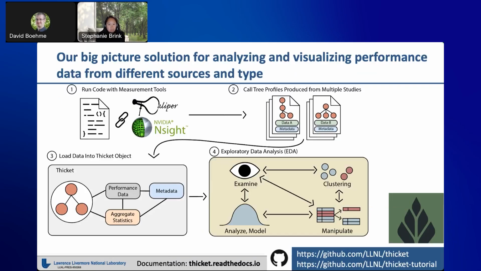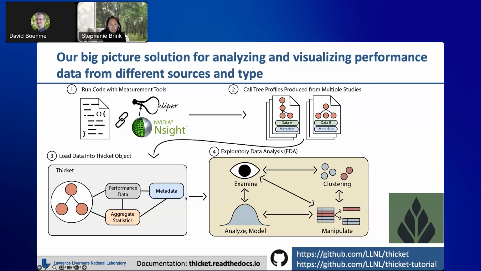So here is our big picture solution for analyzing and visualizing performance data from the different sources and different types. In step one, we're running our applications or our codes with different measurement tools. David went through Caliper in the earlier module. We also have tools like NVIDIA Insight, and AMD is standing up lots of similar tools. We have Tau and HPC Toolkit as other examples that we use for measurement collection. From running our applications with the measurement tools, we generate call tree profiles in step two. As you do multiple studies running across different rank counts, changing parameters, or changing compilers, you can build up a directory structure of different profiles that you then want to analyze. So in step three, we load all of that performance data into a Thicket object, which we'll talk more about in the next few slides.